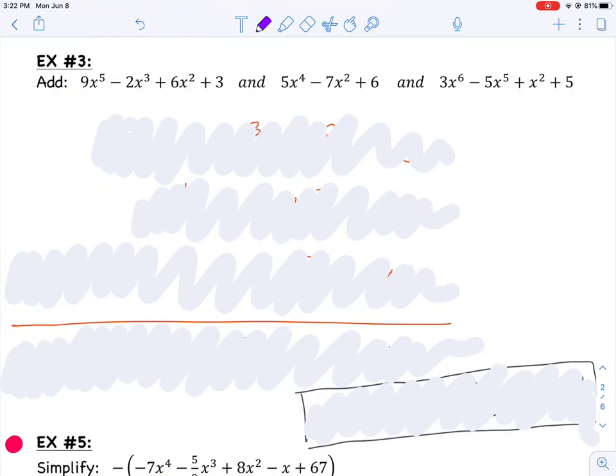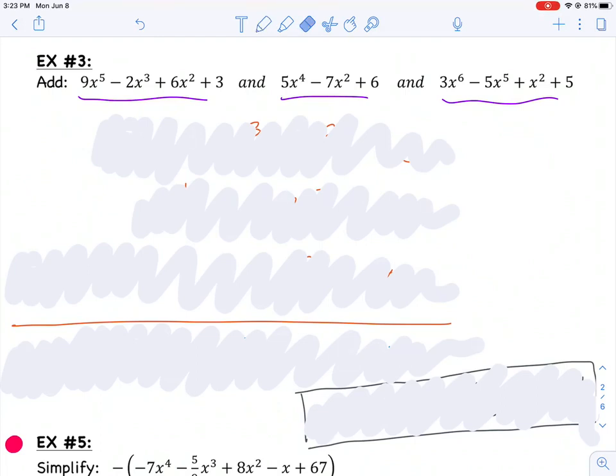All right, looking at example number 3, it asks us to add 1, 2, 3 different polynomials together now. And I'm going to do this one a little bit differently than the last few examples. I'm going to do this one using what we call columns. I'm going to take all of my like terms and put them in columns. And then I'm going to add all the columns together.